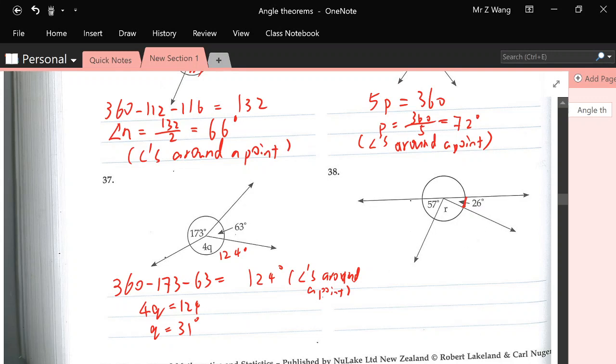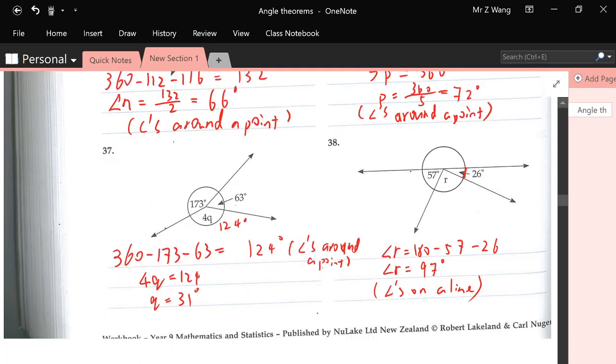Then we don't have to use angles around a point. We can directly use angles on a straight line, right? We know 57, R, and 26 add up to 180. So we figure out R as 180 minus 57 minus 26, right? The answer is 97. So again, we have to write the reasoning, but this time it is angles on a line. Okay, now let's see the next one.